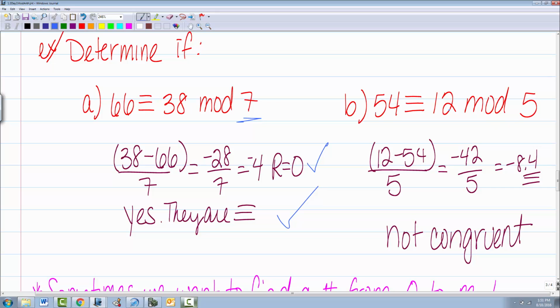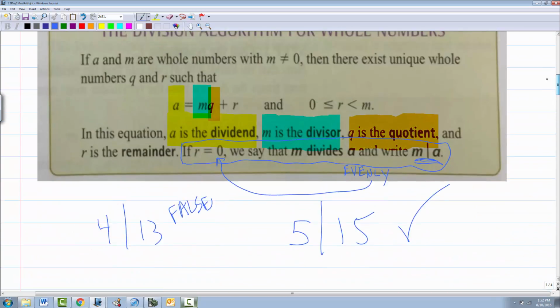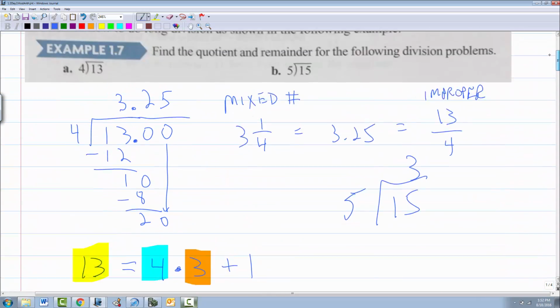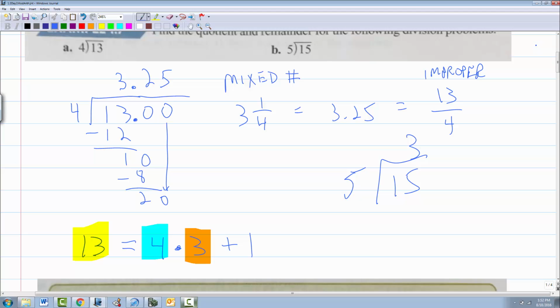What's the remainder when 5 goes into 12? 2. What's the remainder when 5 goes into 54? 4. Not the same remainder. Watch what happens when I take 12 minus 54. I get a decimal, which implies there's a remainder. And that goes back to my original, right here. I could take this decimal and multiply by this and get that remainder. Decimals relate to remainders.